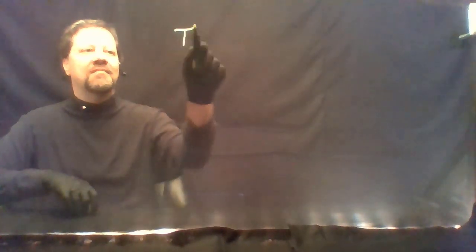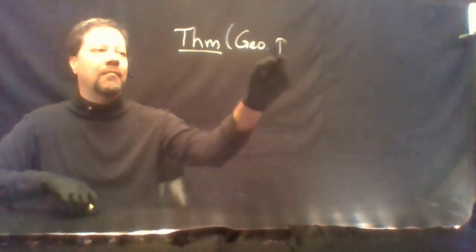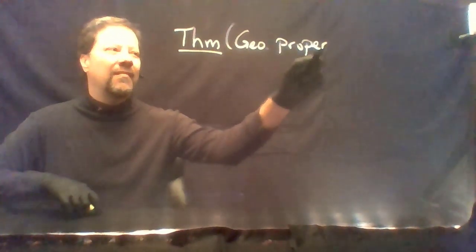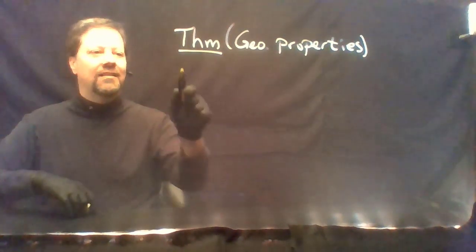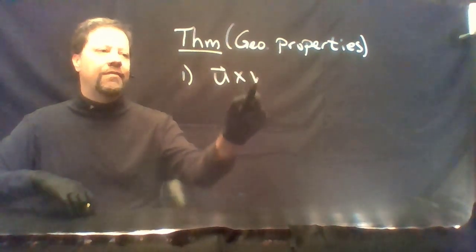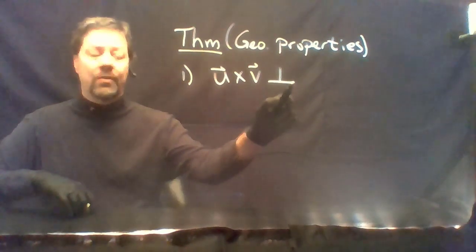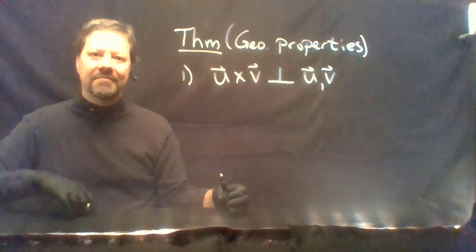What's lacking in our discussion so far is any statements about the geometry involving the cross product. That'll be handled by our next theorem. First, the cross product of two vectors is orthogonal to both of the factors going into it.